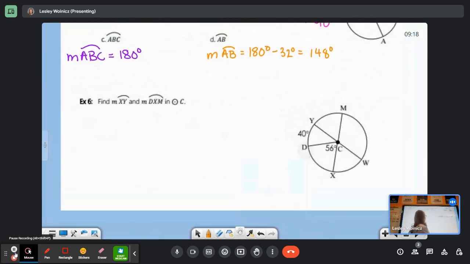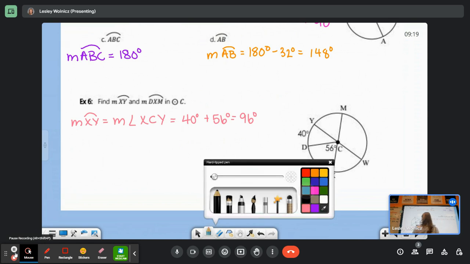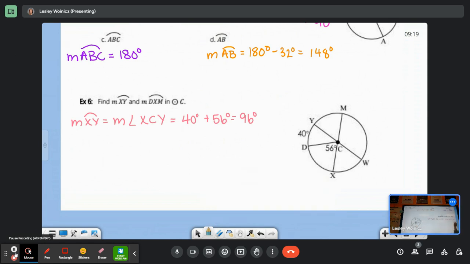Okay, I want you to do example 6. What did we get for the measure of XY? How did you get that? 56 plus 40, that's 96. Do you need more time for the next one, or do you have it? What did we get for DXM? This one's kind of tricky.